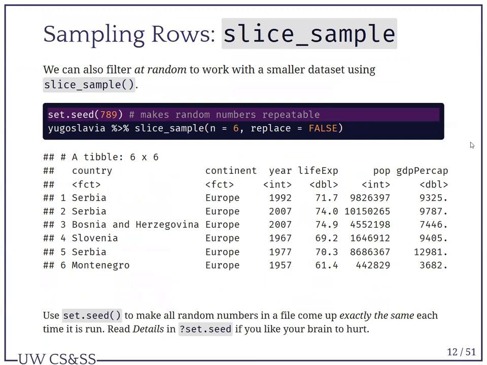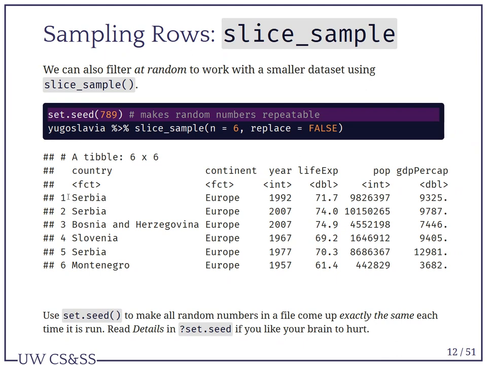Let's talk about sampling rows. We can also filter things at random to work with a smaller data set using the slice underscore sample function. Slice sample is relatively new and is replacing sample n and sample frac and a bunch of other sample underscore whatevers. One thing we could do is take that Yugoslavia data and then slice sample n equals 6, replace equals false. And now it's just going to sample 6 rows from the data and create a data frame that's those sampled rows.